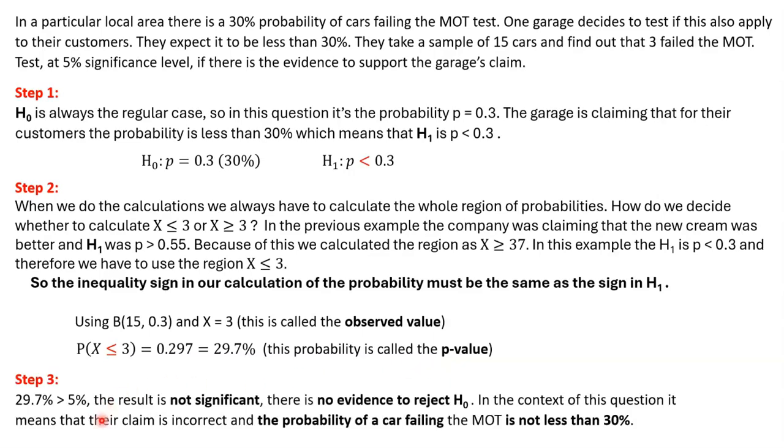We can see that 29.7% is definitely more than 5%, so the result is not significant, and there is not enough evidence to reject H0. And again, in the context of this question, it means that the claim is incorrect, and the probability of a car failing the MOT is not less than 30% in that particular garage.